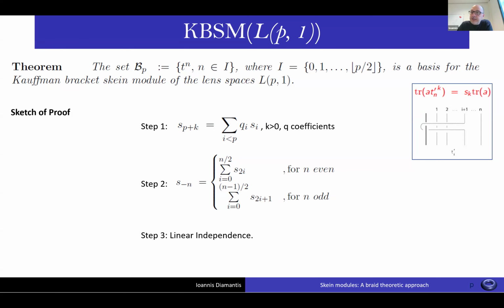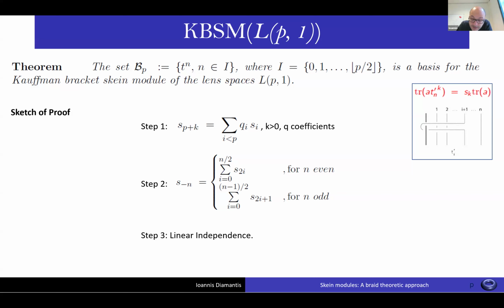And what I obtained is very similar to the Kidwell and Hoste, Przytycki and Hoste result. Not the same basis, though, right? But very similar, because you can see t to the power of n, where n lives in this set here, right? It forms a basis for the Kauffman bracket skein module of the lens spaces L(p,1). Same for L(p,q). There was no difference.